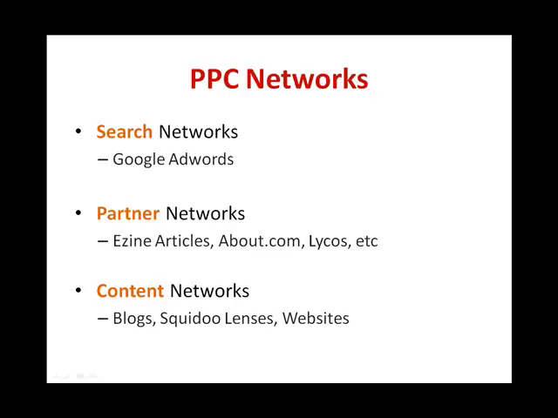PPC networks are places that you may choose to have your ad placed or shown. There are three main types of PPC networks: search network, partner network, content network. Search networks are search engine networks like Google AdWords, Yahoo Search Marketing, and MSN. Partner networks are made of Google partners, which are normally large website directories. Some examples are Easy Articles, About.com, and Like Us. Content networks are websites or a collection of websites that provide information in various forms such as articles, audios, videos, etc. Some examples include sites like blogs, Squidoo lenses, or even independent websites.